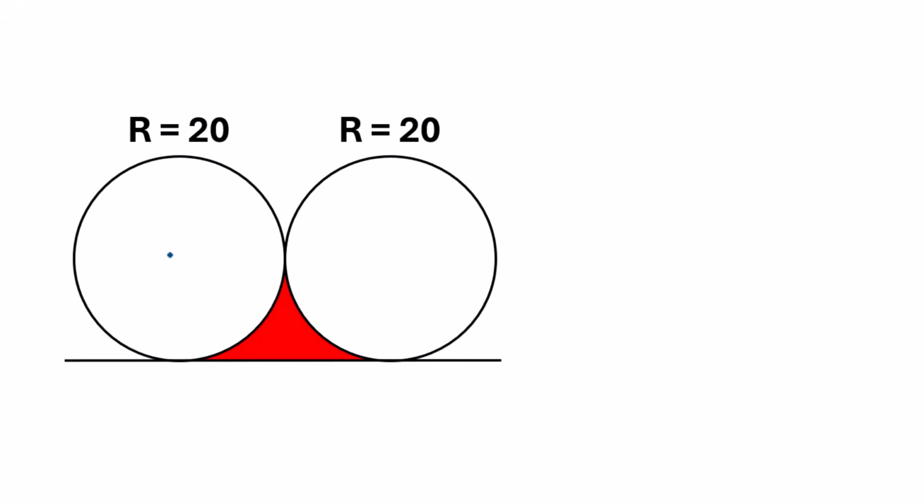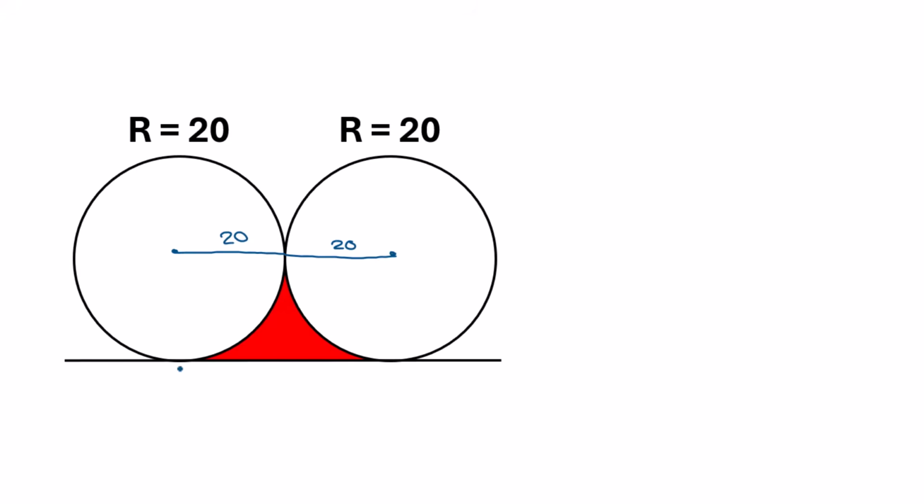Consider this is the center of the left circle and this is the center of the right circle. So from the common point of these two circles to this point, the distance is 20 units. So this is 20 because the radius of this circle is 20 units. Similarly, from this point to the center of the second circle, this is also 20.